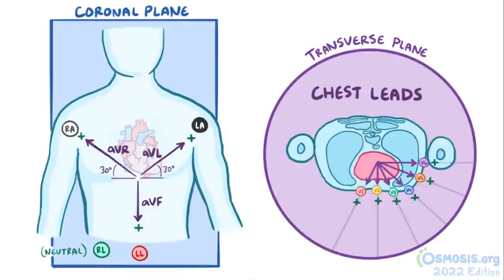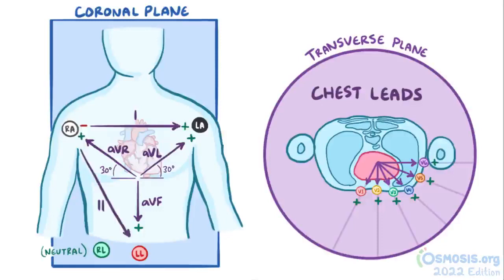Now, in addition to these 3 limb leads, there are also bipolar limb leads called lead 1, 2, and 3, which are recorded using 2 electrodes instead of just 1. Lead 1 uses the right arm as the negative pole and the left arm as the positive pole, forming a vector that goes to the right.